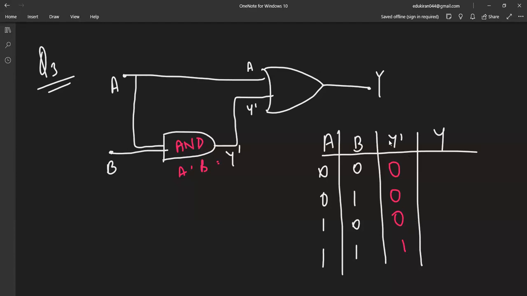Now we'll be using Y dash and A. Which gate is this? This is an OR gate. That is A plus Y dash. So 0 plus 0 gives 0. 0 plus 0 gives 0. 1 plus 0 gives 1. 1 plus 1 gives 1. So very rightly answered by Shahid. Quickly note this down.